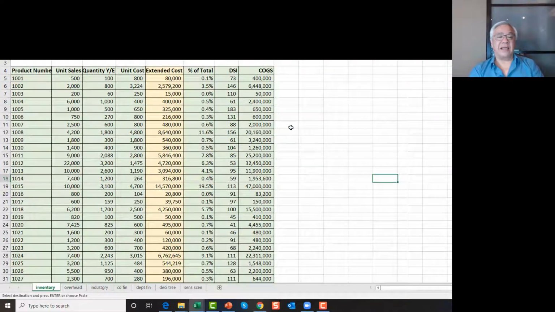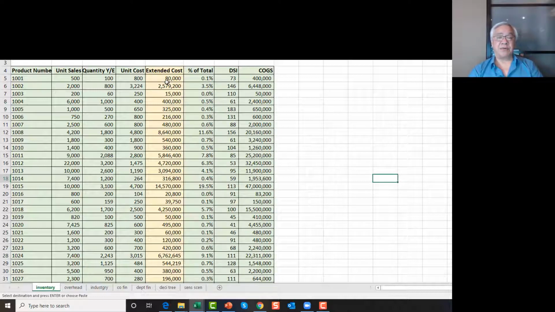All right, here's the data in Excel, and it's just an example with an array of different product numbers. Then we have for those products the unit sales for each product, along with the year-end quantity in inventory. So we have sales during the year and then an endpoint at the end of the fiscal year. Then we have the unit cost, and the unit cost is how we record inventory. So the number of units times the unit cost equals the extended or the inventory carrying cost. And that's what we see here in the buff colored column.